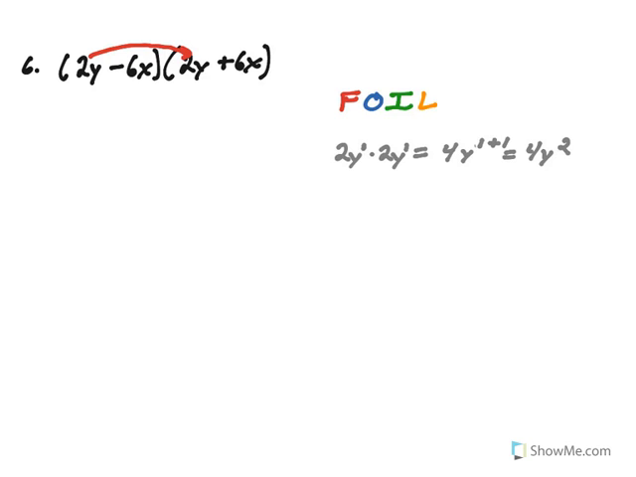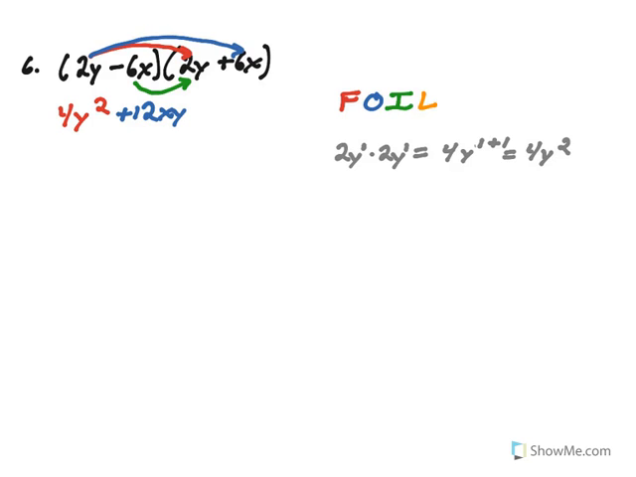Okay, so we're going to go ahead and replace that here with 4y to the second power. Then we're going to do the outer, which is 2y times 6x. And 2y times 6x is going to be positive 12xy. We just combine the letters, put them next to each other in alphabetical order. x times y is xy. Okay, and then now we do the inner.